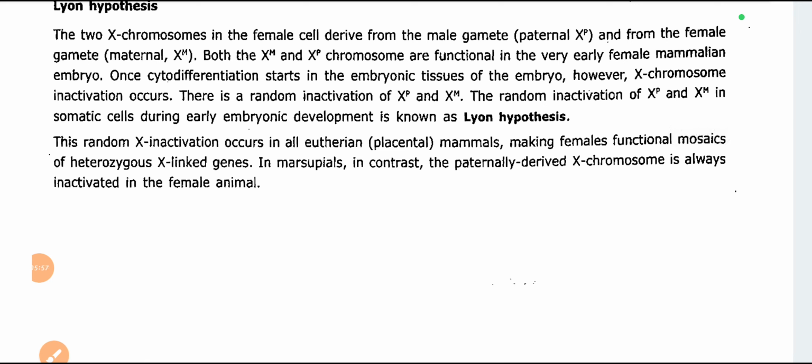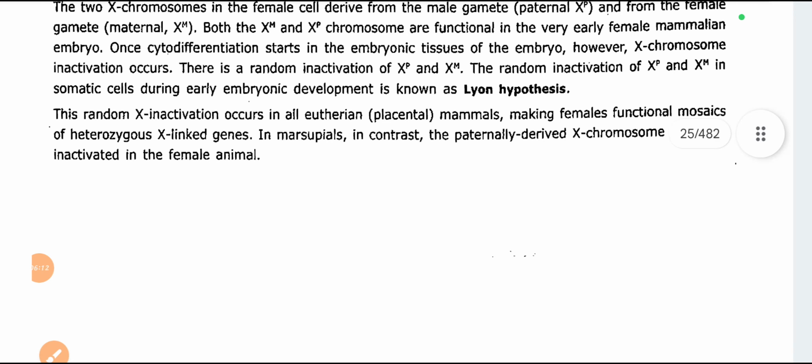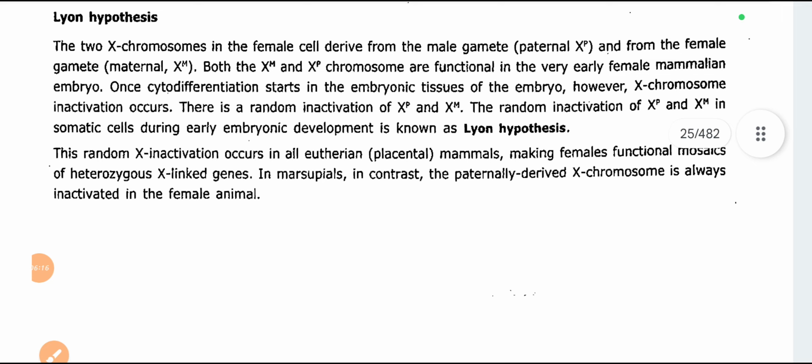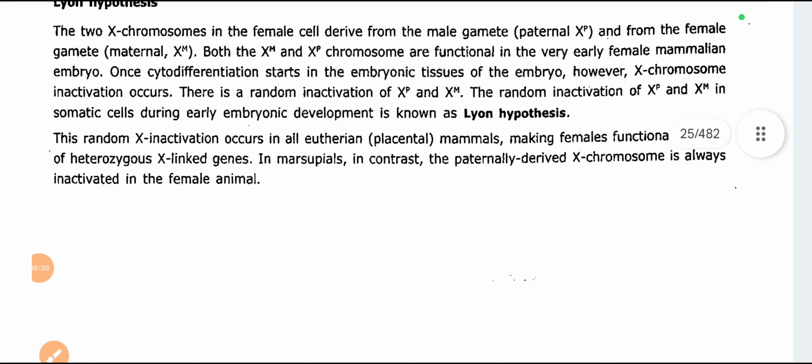The two X chromosomes in the female cell derive from the male gamete and from the female gamete. So XM is maternal and XP is paternal, and they are functional in every female mammalian embryo.